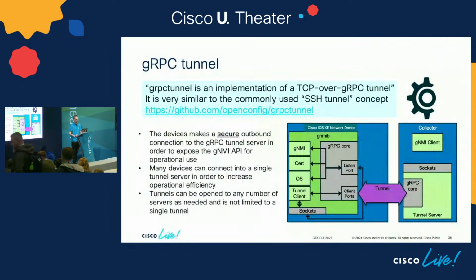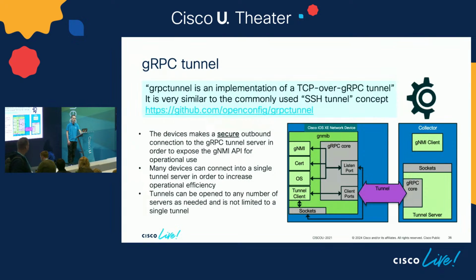gRPC tunnel. So I mentioned this at the beginning. This is when your tooling cannot reach your device. Okay, so if you have a network architecture where you have branches and you have centralized tooling, then this is an option that you can use to still have access to your network devices.